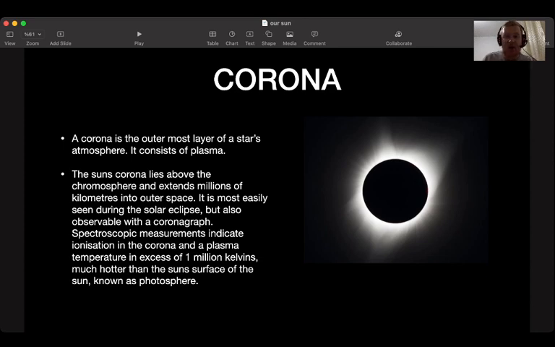So the corona is the outermost part of the atmosphere of the sun. This is a photo of the sun when the moon is directly in front of the sun, causing a shadow of the total solar eclipse. And during a solar eclipse, we can see the corona going around the sun.